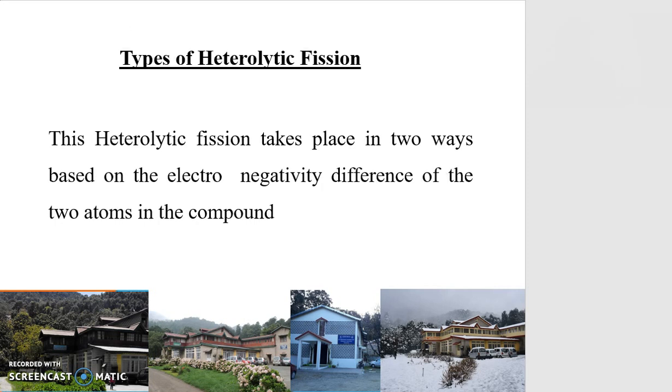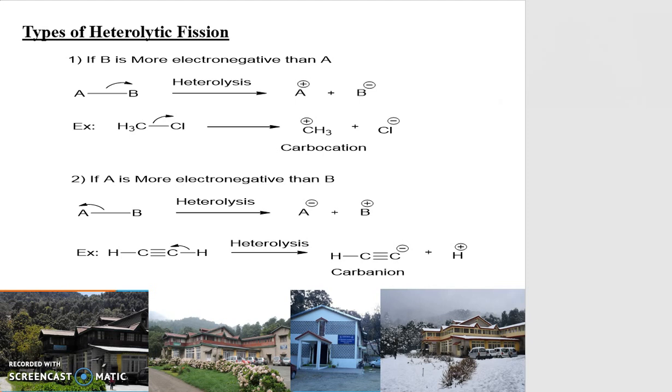So, types of heterolytic fission. This heterolytic fission takes place in two ways, based on the electronegativity difference of the two atoms in the compound. You can see in this example. If B is more electronegative than A, then A plus and B minus. For example, CH3Cl gives CH3 plus, which is a carbocation, and Cl minus. If A is more electronegative than B, then A minus and B plus. Here you can see the heterolysis forming a carbanion and H plus.